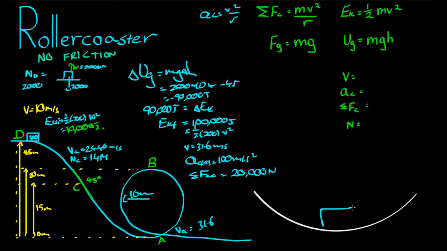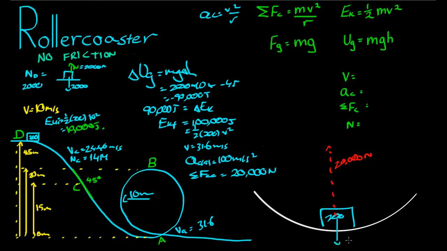Here is the roller coaster cart, mass 200. We know it has net force. How much? It'll be 20,000 newtons in that direction there. What are the forces actually acting on this cart?